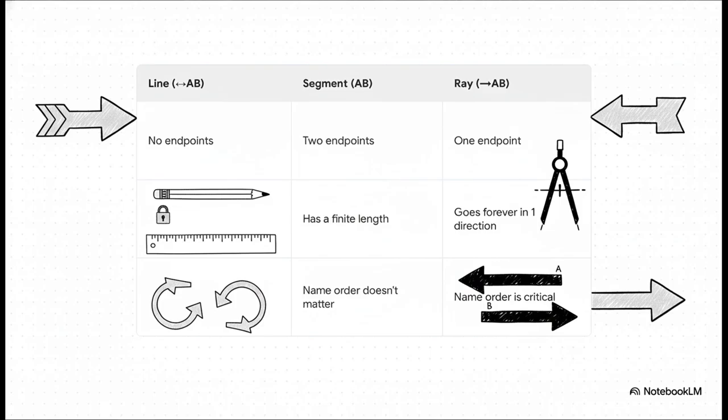This little chart here just lays it all out perfectly. A line, no endpoints, infinite. A segment, 2 endpoints, finite. A ray, 1 endpoint and infinite in just one direction. But look at that last row. That's the one to remember. For lines and segments, you can call it AB or BA. Who cares? It's the same thing. But for a ray, the order is absolutely critical. Ray AB and ray BA are 2 totally different things, pointing in opposite directions.